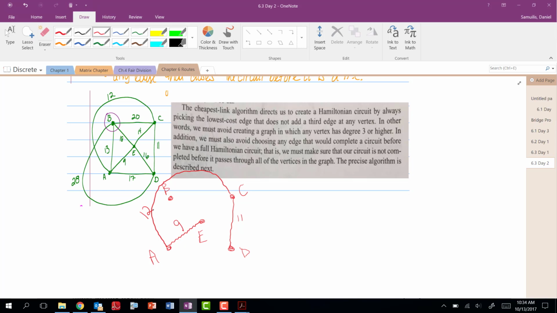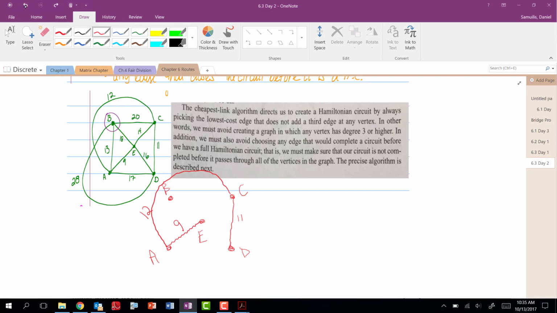Now we might start running into problems. What's the next smallest number? Not 12. Not 14. 13. Can I pick this 13? Yes or no? What does that do for the first time? It creates a degree 3 vertex, so I cannot do that one. What's the next smallest side? 14. And that goes here. Is this acceptable? Yes or no? No. Same reason. It creates a degree 3.